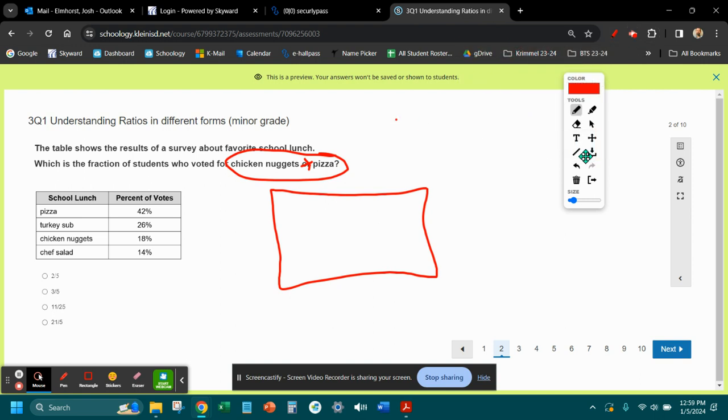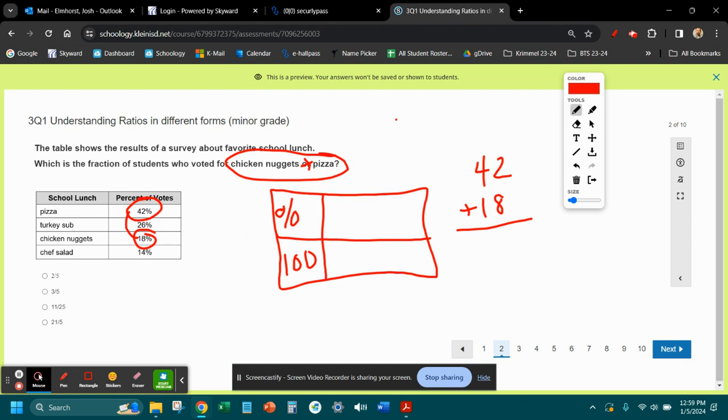So looking at question 2, we have the part, which is the percent, and then the total, which is out of 100. For the part total, we're looking at chicken nuggets and pizza. So we go to the table and it says "or," we don't know which one, so we're going to do both. We put the percent for chicken nuggets and pizza together, and that's going to give us a total of 60%. So then we fill that out, 60 out of 100.